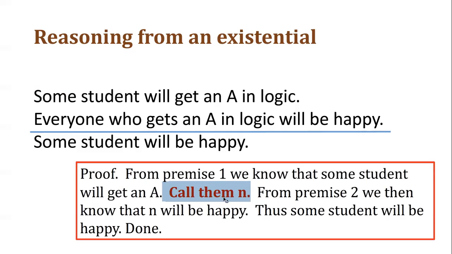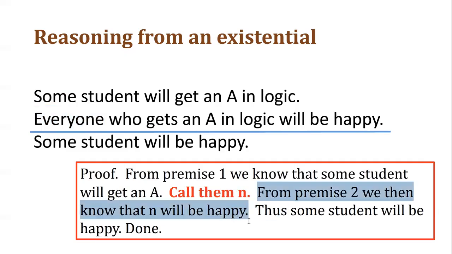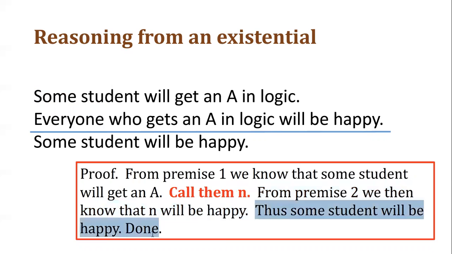So once I have the ability to talk about N, I can then use my universal information. I could not use this first because I didn't have a way of talking about that student. But once I have N, then I can know from premise two that N is going to be happy because anyone who gets an A will be happy. And I know of N that they will be getting an A. And thus, since I know it about N, I can existentially generalize and know that some student will be happy.